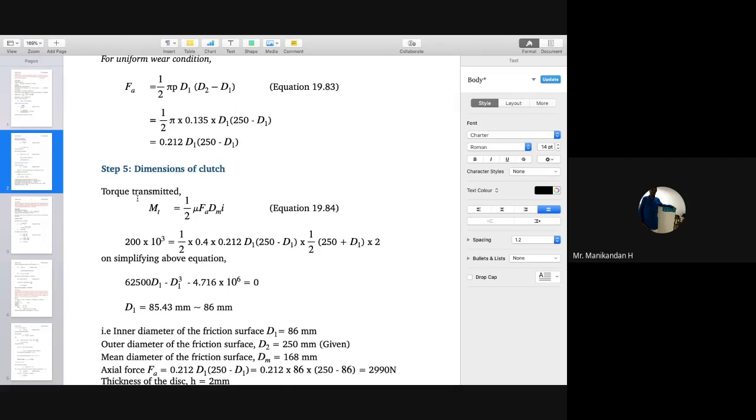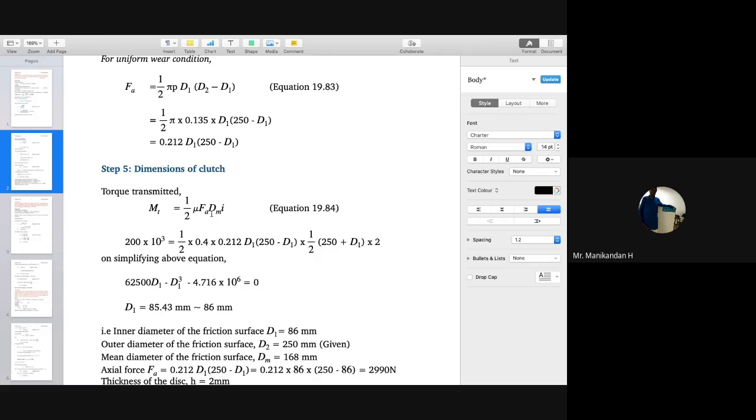We will actually start from the torque equation. So the total torque transmitted for i pairs of surfaces is given by Mt is equal to half mu into Fa into dm into i, equation 19.84. So here we can substitute the Fa value as 0.212 into d1 into 250 minus d1, and the mean diameter value we can substitute as half into 250 plus d1. I value, number of pairs of friction surfaces, is 2.